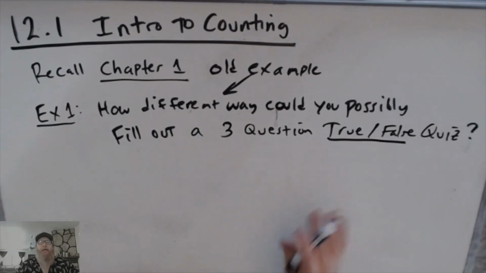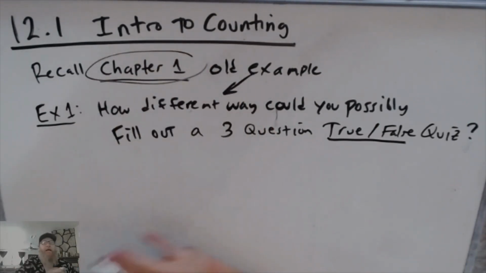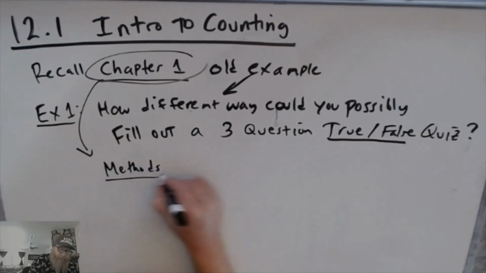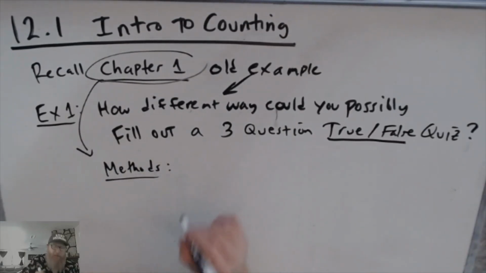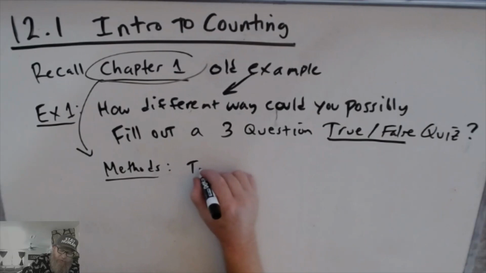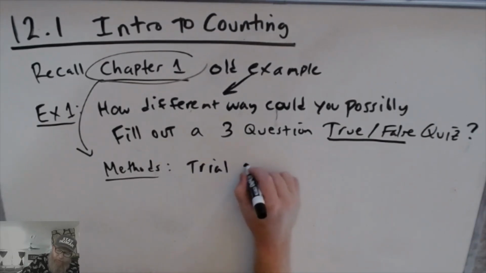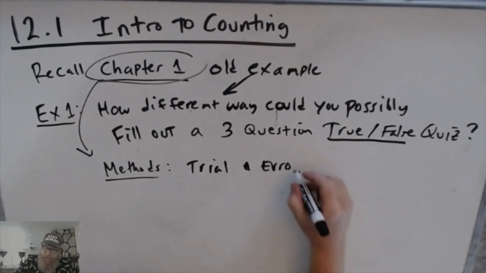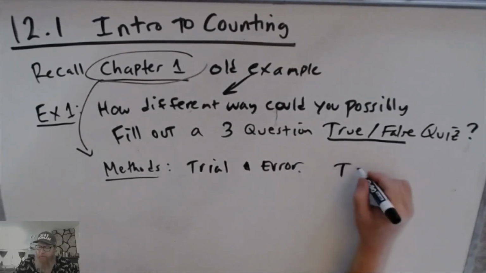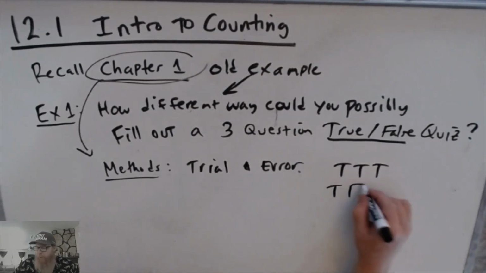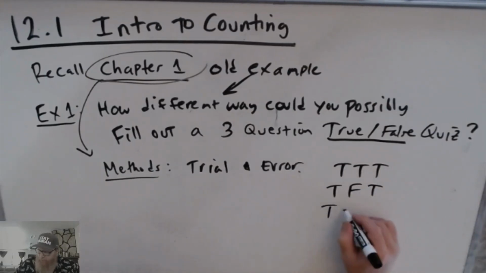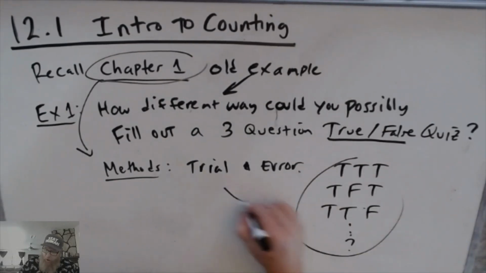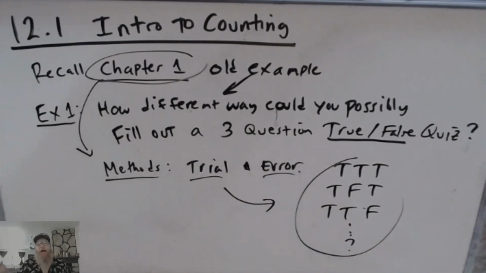All right. Back in chapter 1, we didn't really have a lot of methods. The main method that we had was, well, we could do trial and error. That could take a very long time, so try true, true, true, and true, false, true, and true, true, false, and try to get them all. Yeah, we call that trial and error.